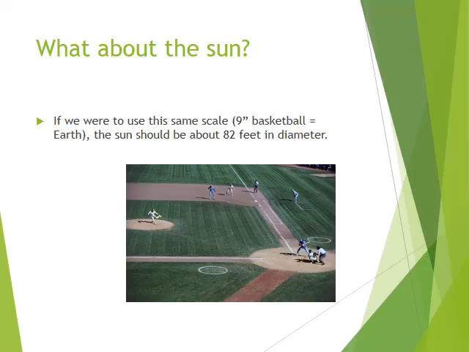Now, if we use the same scale and we wanted to get the sun involved, if our basketball is Earth, the sun would have to be 82 feet in diameter. We would need to have an 82-foot diameter ball to represent the sun at this scale. And I show a baseball field here only just to show that the distance from home plate to first is 90 feet. So you would need a big old sphere whose diameter would be essentially the distance from the home plate to first base. That would be your sun.